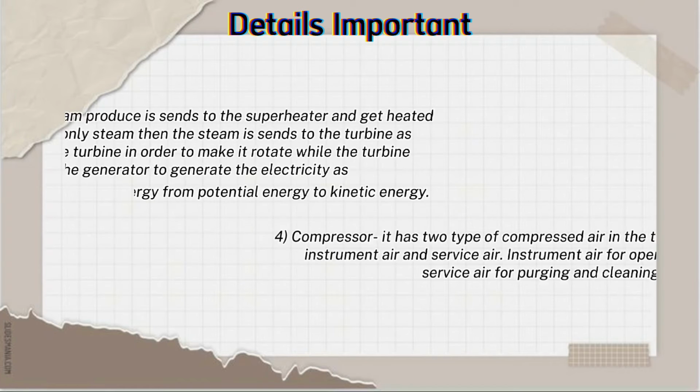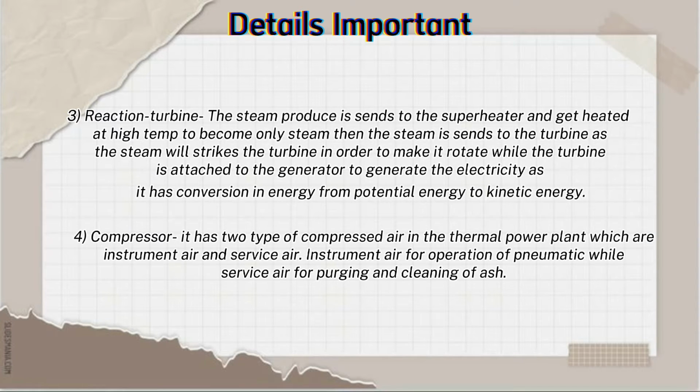Next, we have the reaction turbine. In the reaction turbine, there are three pieces of equipment involved. That is the boiler, turbine and generator. The steam produced by the boiler is sent to the separator and heated to a high temperature to become only steam, not wet steam. Then the steam is sent to the turbine, where it will strike the turbine shaft in order to make it rotate, while the turbine is attached to the generator to generate electricity as I mentioned before. That is the conversion of energy from potential energy to kinetic energy.